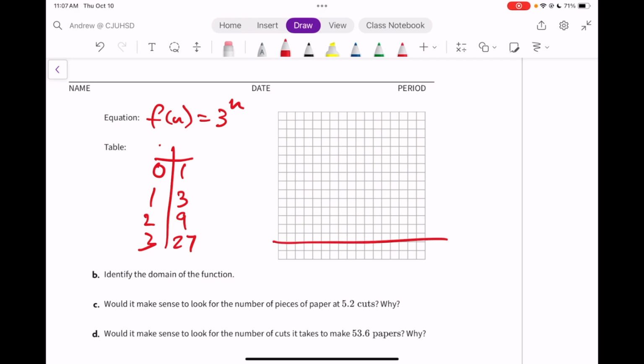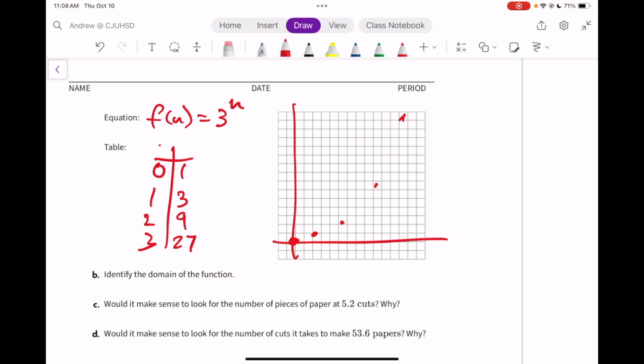Our graph is going to be just dots. And the reason is, and I'm not going to make this very accurate, okay? The reason is, it wouldn't make sense to have fractional cuts. It wouldn't make sense to have a decimal cut. Only whole number cuts. But it is growing very fast, exponentially, we'd say, in a curve.